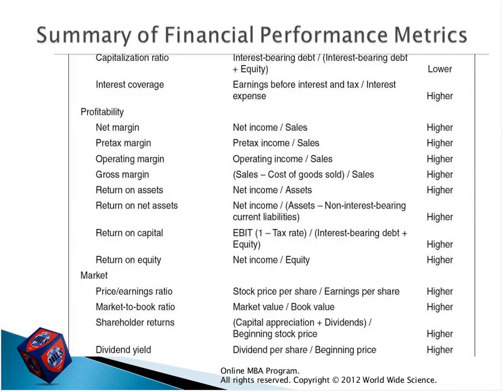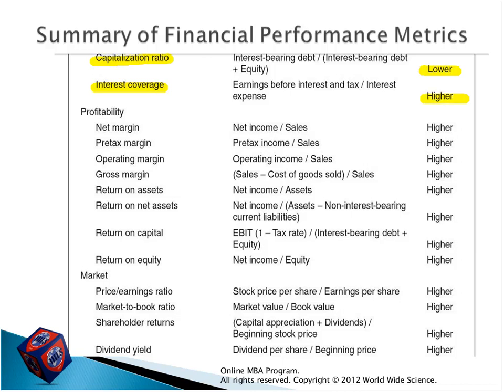This is the second page of the list of ratios. Here is the capitalization ratio. The lower, the better the result. And interest coverage: earnings before interest and tax, divided by interest expenses. So the higher, the better the result.